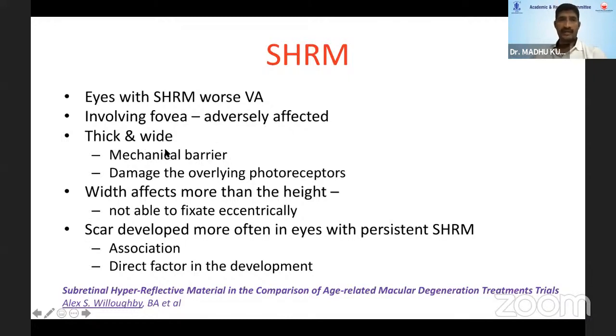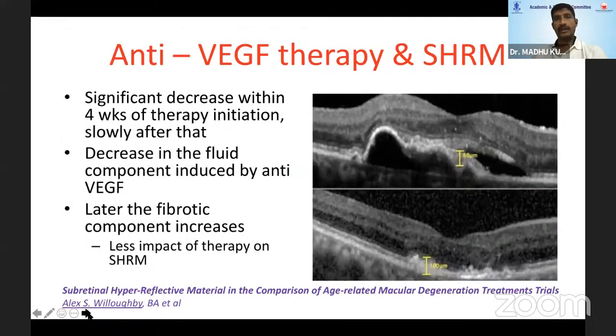If they are thick and wide, again, those eyes will perform badly because this can appear as a mechanical barrier and damage the overlying photoreceptors. The width affects more than the height because it can prevent eccentric fixation. Scar develops more often in eyes with SHRM.